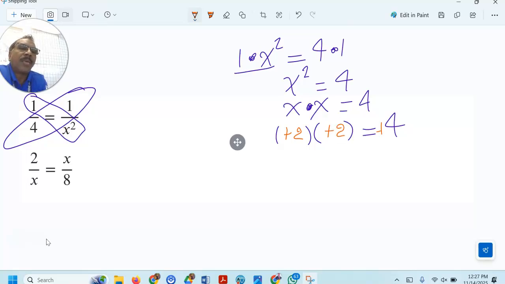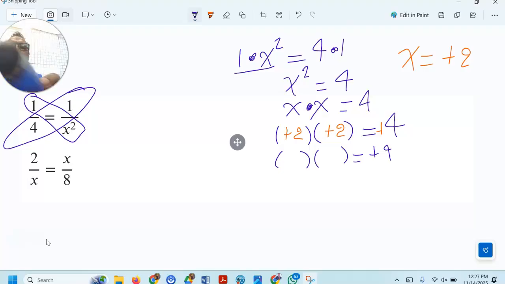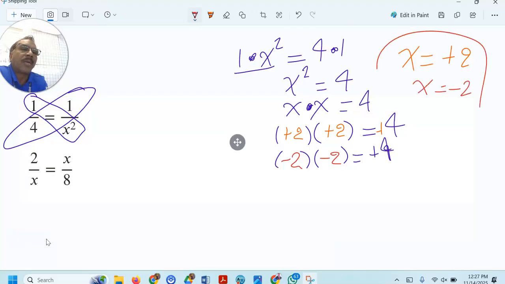See? So that means one of the values of x is plus 2, and the other one is not just this. You can also put another number that multiplies itself to give 4, which is minus 2, and minus 2 times minus 2 also gives you plus 4. So you have two answers. One is plus 2 and the other one is minus 2. So this is the answers, plus 2 and minus 2. So what is important is, did you get this piece, okay?